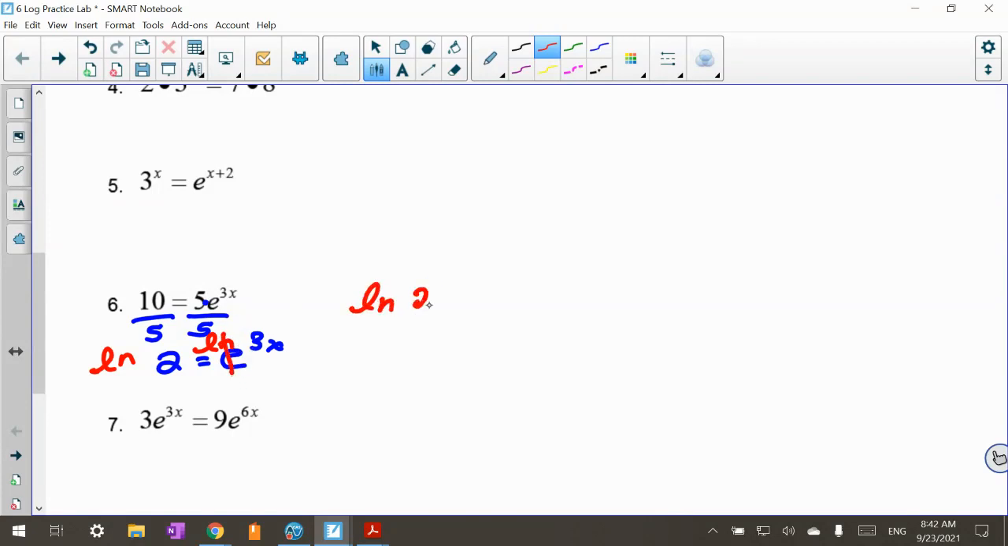So the natural log of 2 equals 3x. And the 3 is hooked to the x by multiplication, so I'm going to divide by 3. So x is the natural log of 2 divided by 3. And when I put it in my calculator, which you should be checking, it is 0.2310. I just want you to practice doing that.